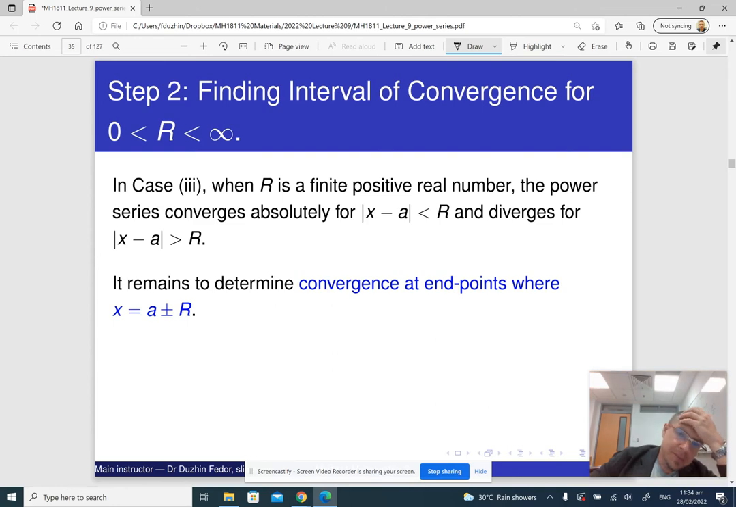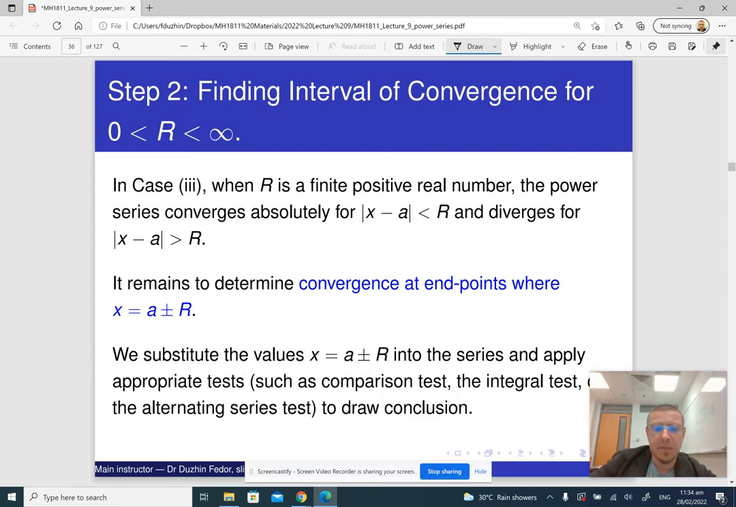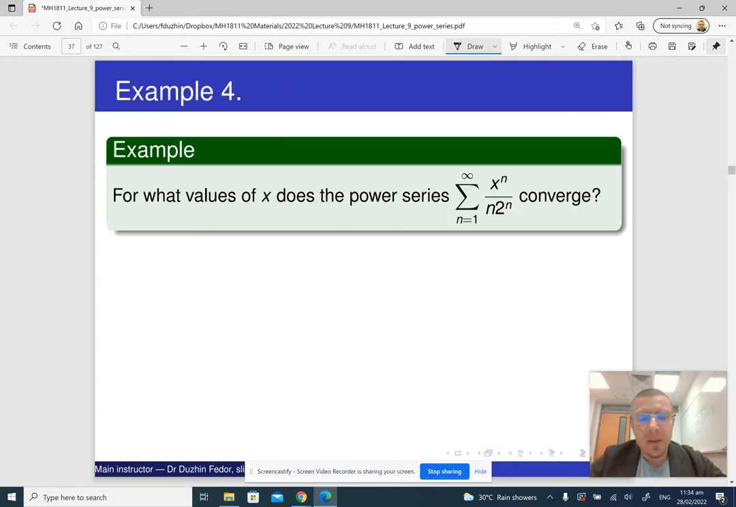Here is an example. Anyway, I hope it's clear with the general method. So, how does it work now? Suppose that we have this series.